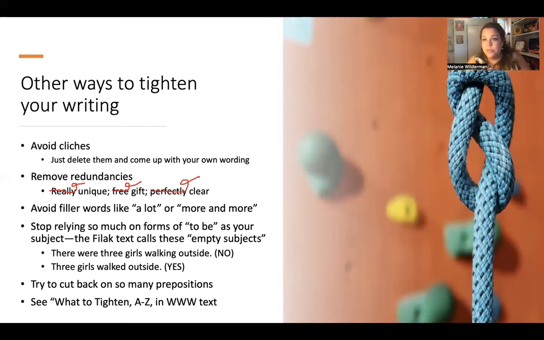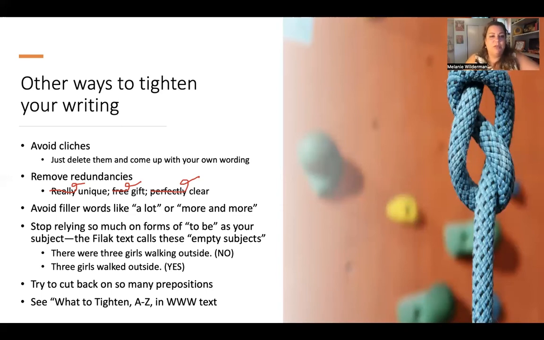All right. So if you remember the forms of to be, right, that's like I am, we were, she is. So am, is, were, are. I want you to look for those words in your writing. See if you're using them as a main verb in the sentence, not as a helping verb. They're fine used as helping verbs.